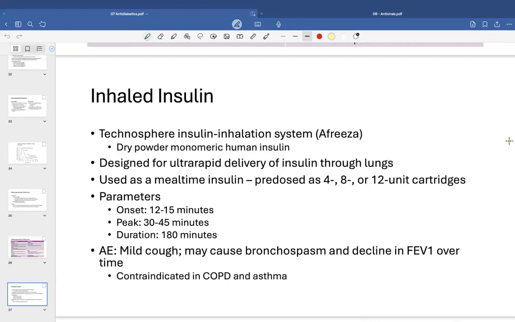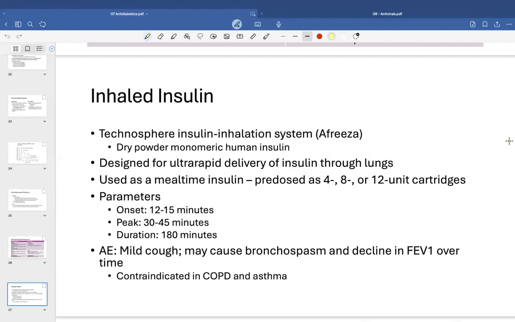Basically, it comes in these cartridges and in an inhaled product. They have a picture in the next slide, but they are pre-dosed, either 4, 8, or 12 unit cartridges. You may have a patient that literally takes 4 units for breakfast, 8 units for lunch, 12 units for dinner, whatever. And that gets inhaled right at the time of the meal. Because of the pulmonary delivery, it gives you a 12 to 15 minute onset, 30 to 45 minute peak, and 180 minute duration, which is perfectly suitable for mealtime use.